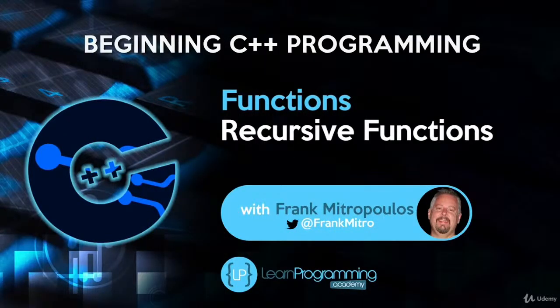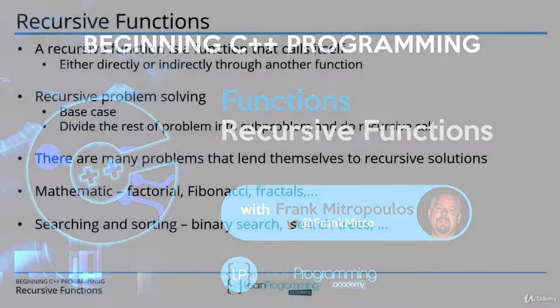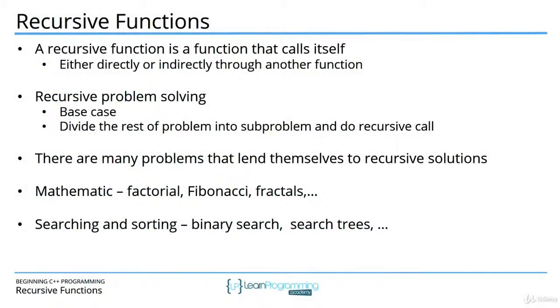In this video, we'll learn about recursive functions and how to implement them in C++. A recursive function is a function that calls itself. The function can call itself directly or indirectly through another function. If we end up with two or more activation records on the stack for the same function, then we have recursion.